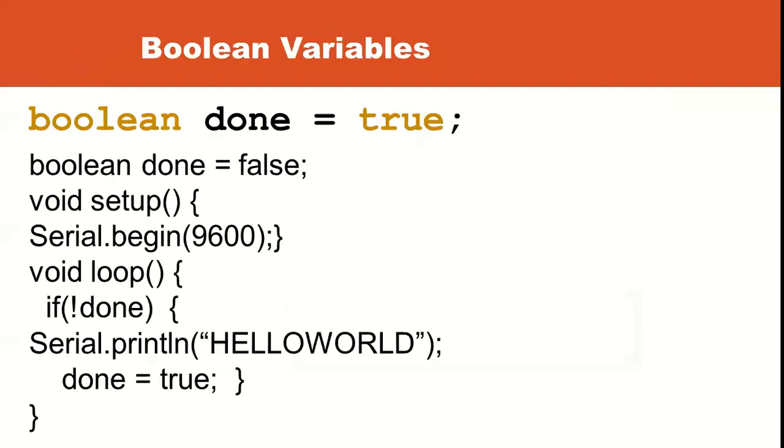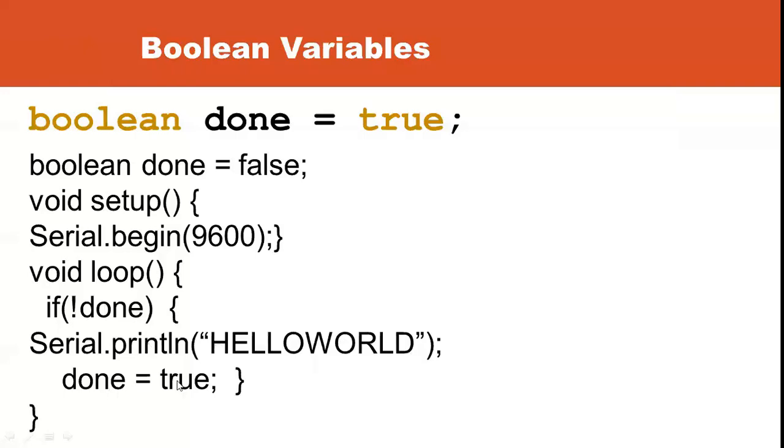Boolean variables can also be declared. So boolean done is equal to true. Then again that particular value can be assigned false also, and in the if condition we are using the negation operator. So not done, it will print hello world. The initial value of done is true, next it is made false, here negation of false is true, so it will print hello world.